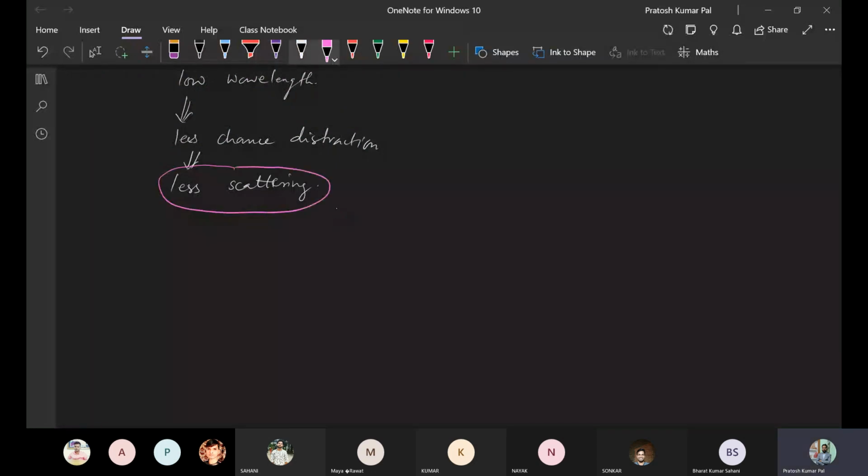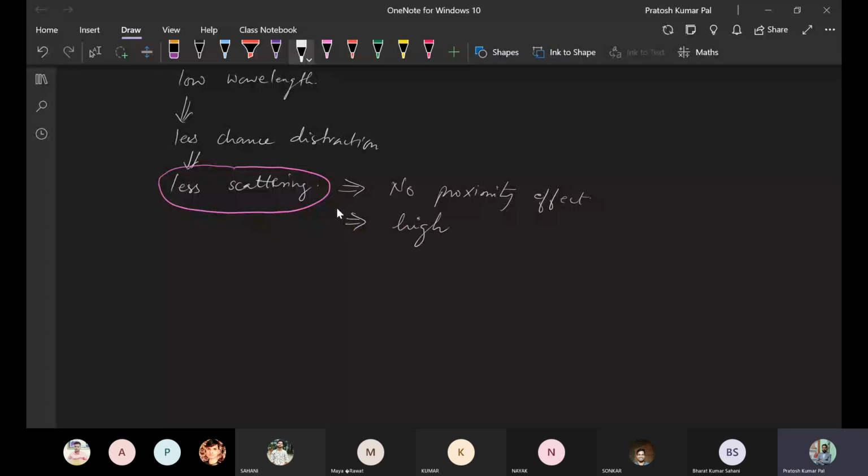If it provides less scattering, that means there will be no proximity effect. It will be free from proximity effect, and also it will have higher resolution than electron beam lithography. Okay, so as there is less scattering, it will have high resolution in case of ion beam lithography.